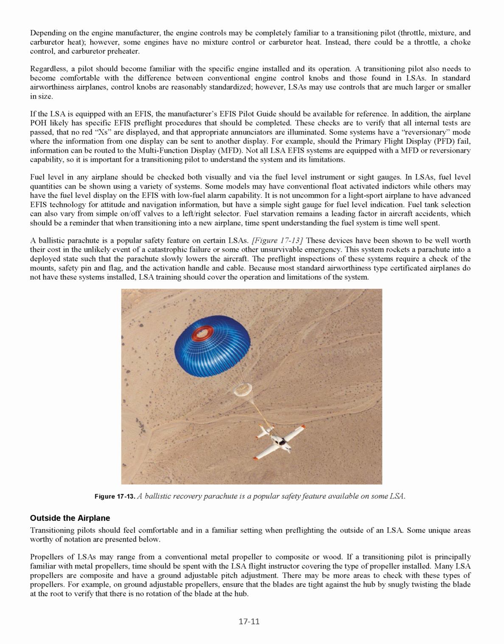Outside the airplane, transitioning pilots should feel comfortable and in a familiar setting when pre-flighting the outside of an LSA. Some unique areas worthy of notation are presented below. Propellers of LSAs may range from a conventional metal propeller to composite or wood. If a transitioning pilot is principally familiar with metal propellers, time should be spent with the LSA flight instructor covering the type of propeller installed. Many LSA propellers are composite and have a ground adjustable pitch adjustment. There may be more areas to check with these types of propellers. For example, on ground adjustable propellers, ensure that the blades are tight against the hub by snugly twisting the blade at the root to verify that there is no rotation of the blade at the hub.